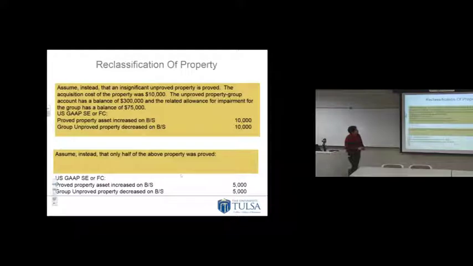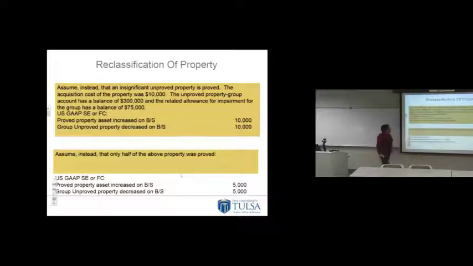Okay, now what about the group? Let's assume we've got that group, $300,000. Let's assume the allowance for impairment, $75,000. Now we've got a property for $10,000 that's proved. So it needs to go out of the group. Again, successful efforts or full costs, really all I'm going to do, the group unproved property is decreased by $10,000, and then this is going to go into a proved property asset of $10,000. So it's going to go into a separate asset account, proved property field C, whatever it is. So the proved property asset increases $10,000, but the group unproved property asset decreases $10,000.